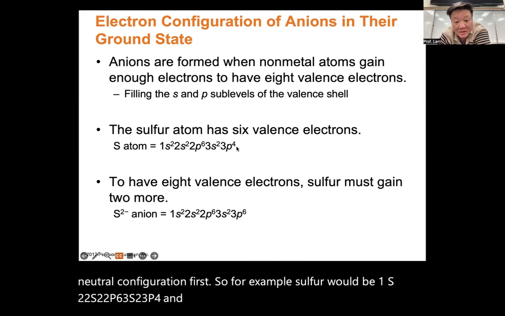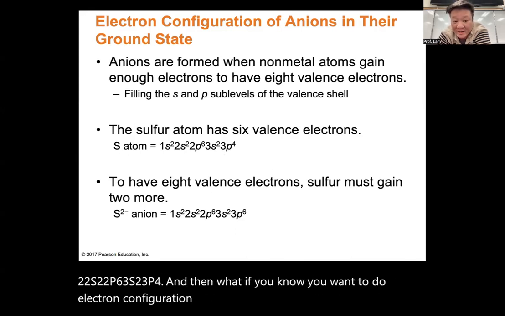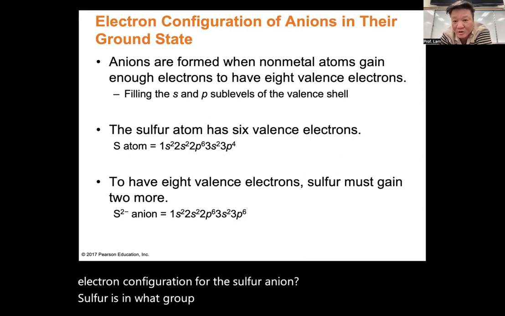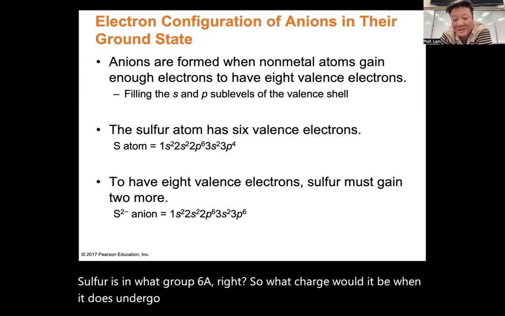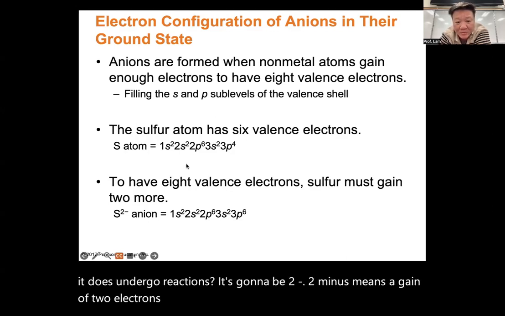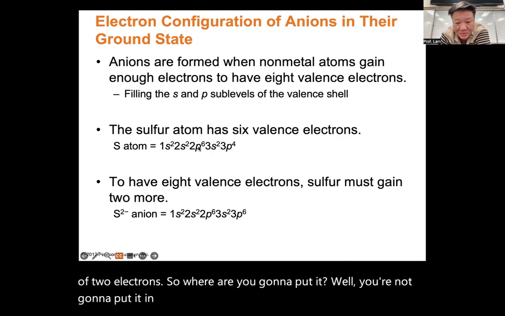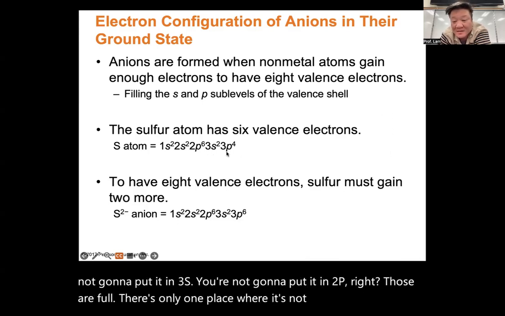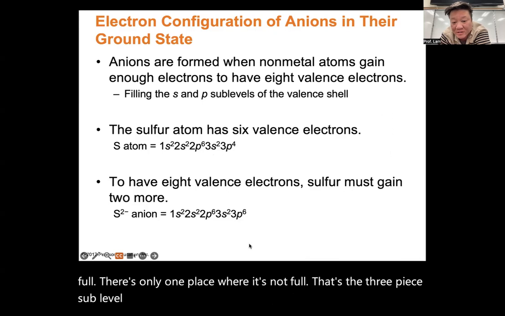And then what if you want to do the electron configuration for the sulfur anion? Well, sulfur is in what? Group 6A, right? So what charge would it be when it does undergo reactions? It's going to be 2-. 2- means a gain of 2 electrons. So where are you going to put them? Well, you're not going to put them in 3s. You're not going to put them in 2p, right? Those are full. There's only one place where it's not full. That's the 3p sublevel. So you add 2 electrons to here and it becomes 3p6, right?